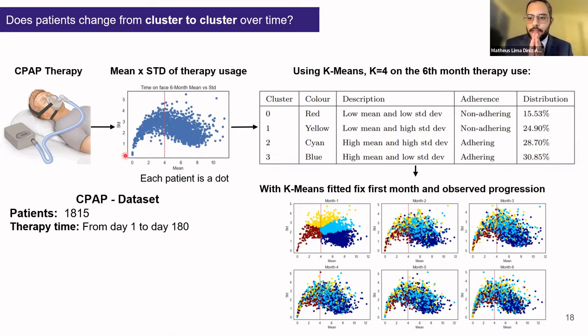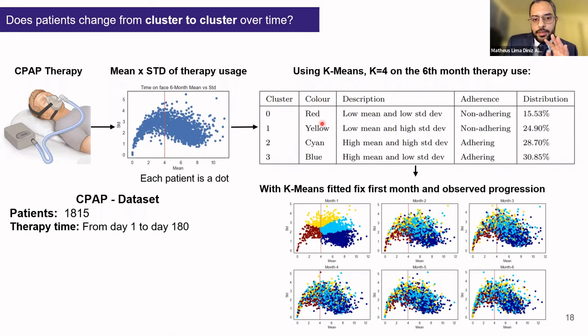And what we did was that when we visualize the mean therapy use and the standard deviation of therapy use of patients in the 6th month, this is what we see. Each patient is one dot, and in the x-axis we have the mean therapy use. I even put here a red line showing a reference of 4 hours. So anything after the 4 is, well, a good therapy use. And then on the y-axis, we have the standard deviation, so how they vary in their therapy use. And again, we use cluster analysis. In this case, we use k-means with k equal 4. We found that 4 would be the best number of clusters. And we found these 4 clusters.